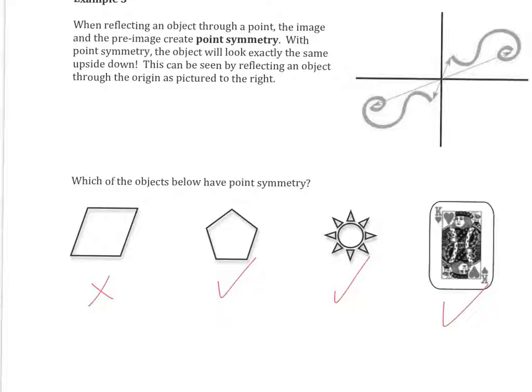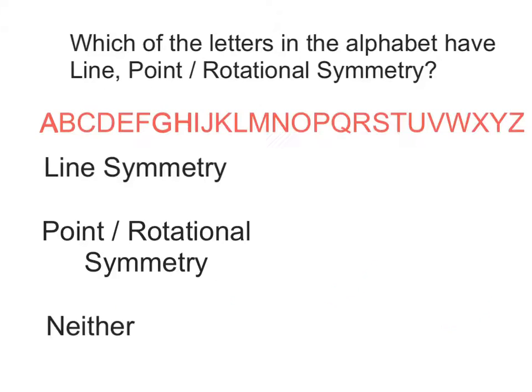Let's take a look at this next thing, which is super important. Please make sure you write it down. It looks like this: which of the letters in the alphabet have line, point, or rotational symmetry? This is not in your packet, so I need you to write it down. We're going to take each of the letters in the alphabet and put it into one of these categories. It's either going to have line symmetry, or it's going to have point symmetry, or it's going to have neither. So each of these letters has to fall into one of these three categories.